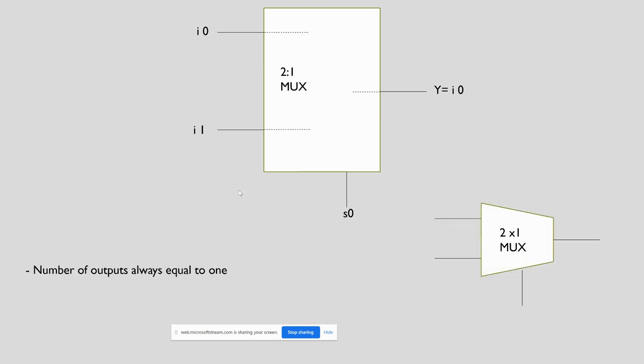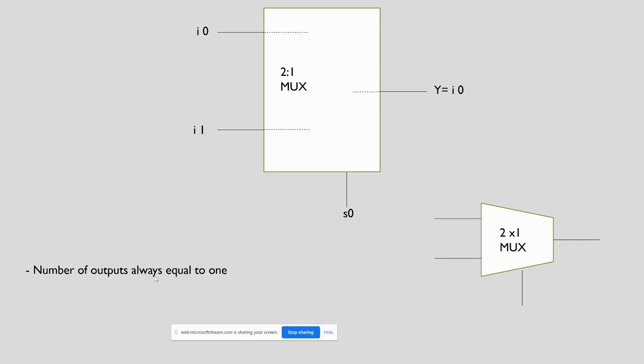So let's have a look at this example. This is a 2 to 1 multiplexer. Why 2? Because of the 2 inputs. 1 because it's always 1 output. And we have only 1 selector, so I refer to it as S0. This one is correct, a 2x1 multiplexer.